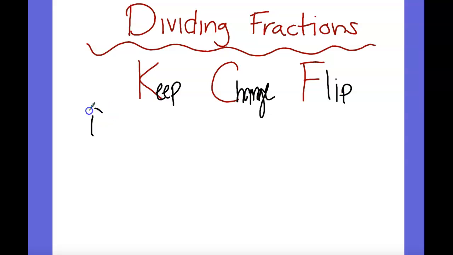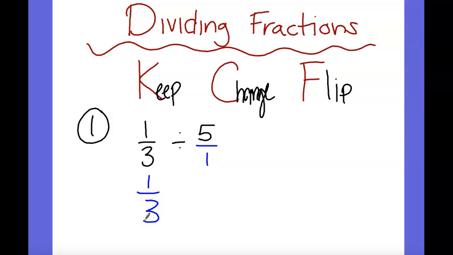Okay, so number 1, if I have 1/3 divided by 5, first of all, 5 is a whole number, so what do I put it over? 1. You have to keep, change, flip. So keep the first fraction, change division to multiplication, and flip 5 over 1 to make it 1 over 5.